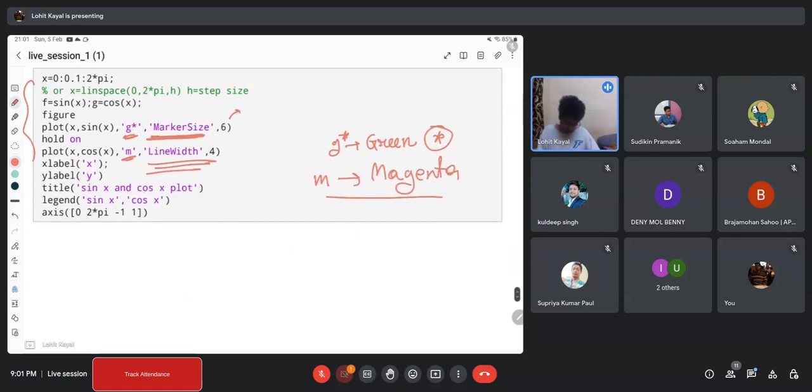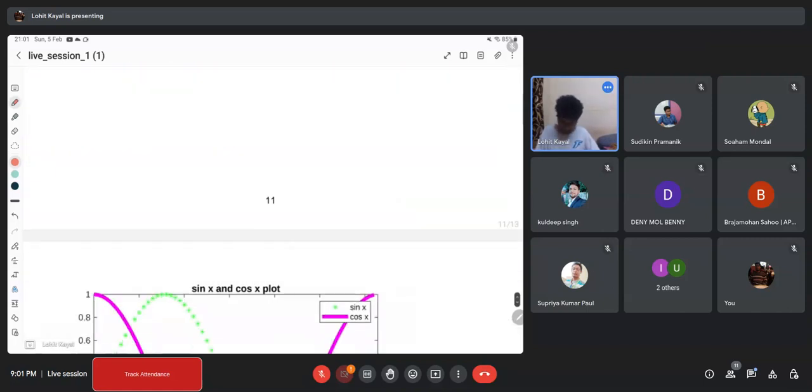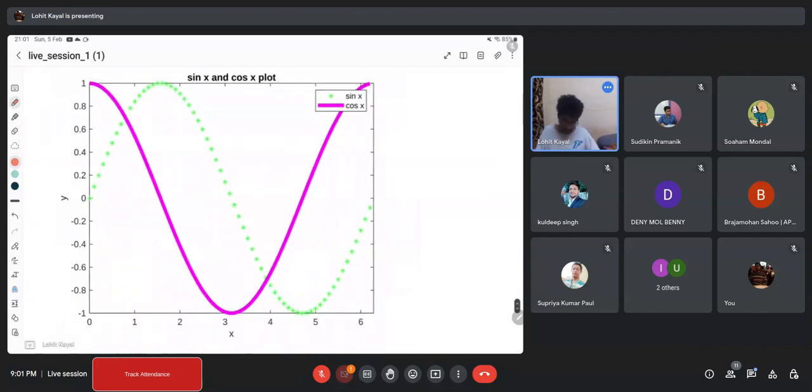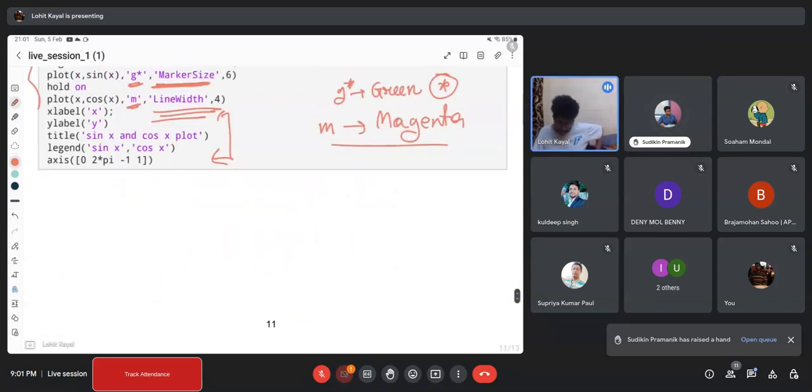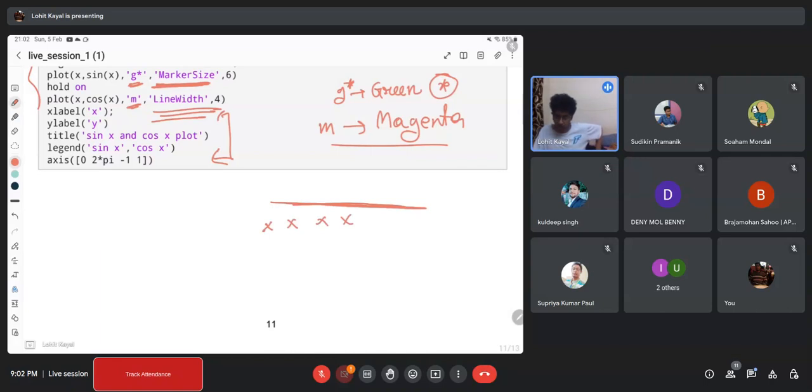These things are the same, I am not repeating this. Now see the plot. Sir, what is the difference between line width and marker size? When you have just a line, then line width will work. But if you have markers, this kind of thing, there is no line. For that, you have to use marker size.